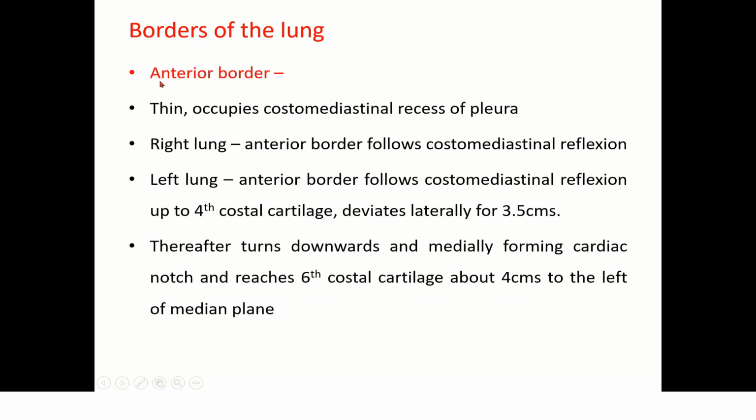So the borders of the lung. The anterior border is thin and occupies the costomediastinal recess of the pleura. In the right lung, the anterior border follows the costomediastinal reflection, whereas in the left lung, the anterior border follows the costomediastinal reflection only up to the fourth costal cartilage, deviates laterally for 3.5 centimeters, thereafter turns downwards and medially forming the cardiac notch as I have shown in the diagram, and reaches the sixth costal cartilage about 4 centimeters to the left of the median plane.